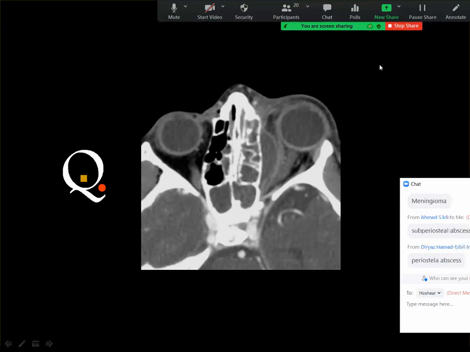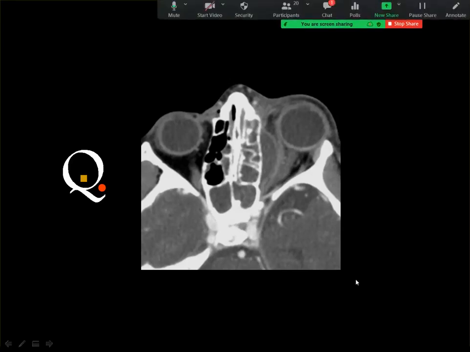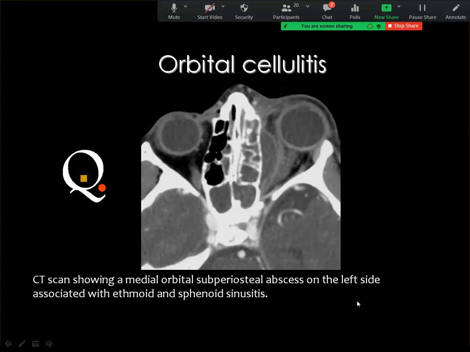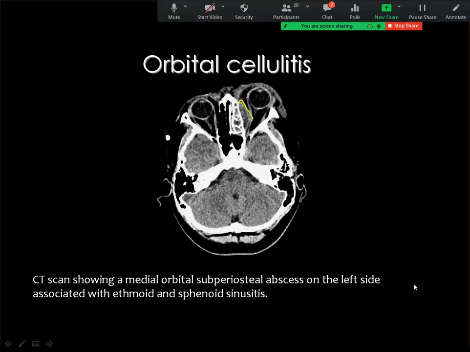Subperiosteal abscess, yes, and then the diagnosis should be orbital cellulitis with subperiosteal abscess secondary to ethmoidal sinusitis. This should be the full diagnosis: orbital cellulitis with subperiosteal abscess secondary to ethmoidal sinusitis. There should be ethmoidal sinus involvement to diagnose orbital cellulitis. But if the ethmoids are clear, look for another diagnosis.